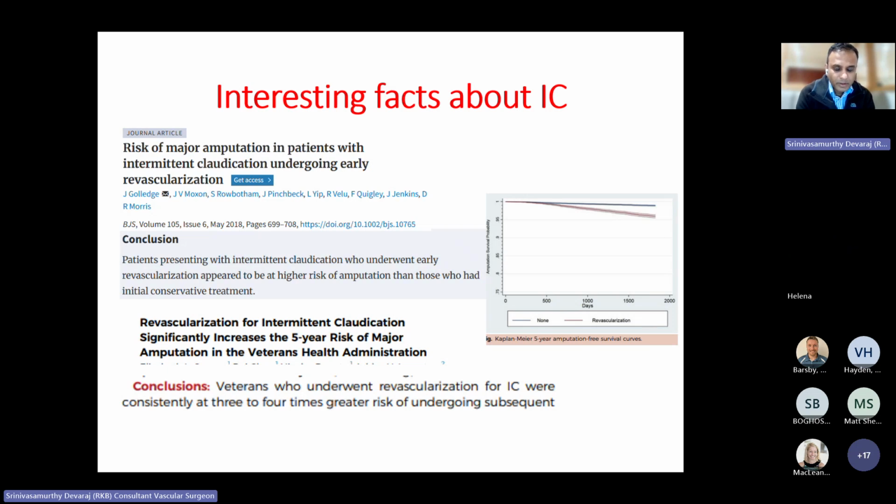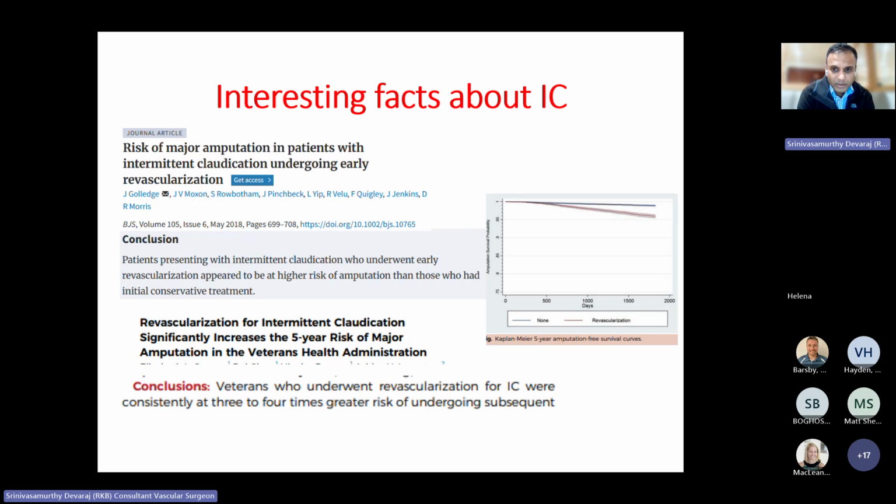Now, a lot of the GPs wonder why, when we get a referral for patients with intermittent claudication, it's more likely than not that we would just discharge them without any vascular intervention. That might be a bit counterintuitive because you feel that as vascular surgeons, we should be intervening more on these patients because they've got blocked or narrowed arteries. But we don't, and the reason being that there is increasing evidence.